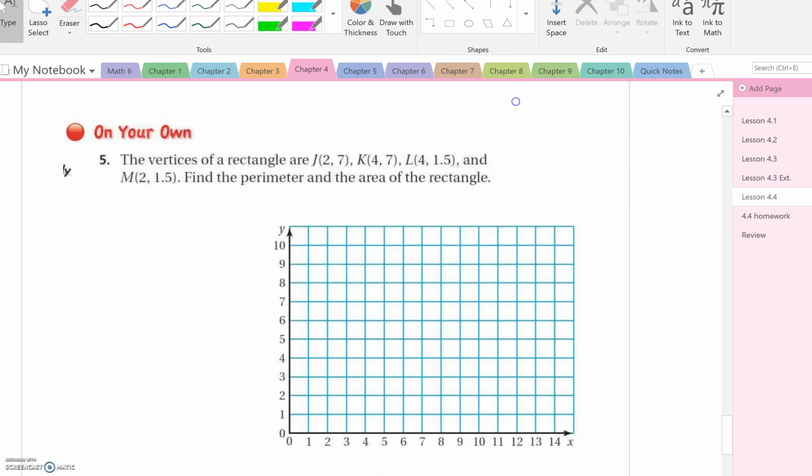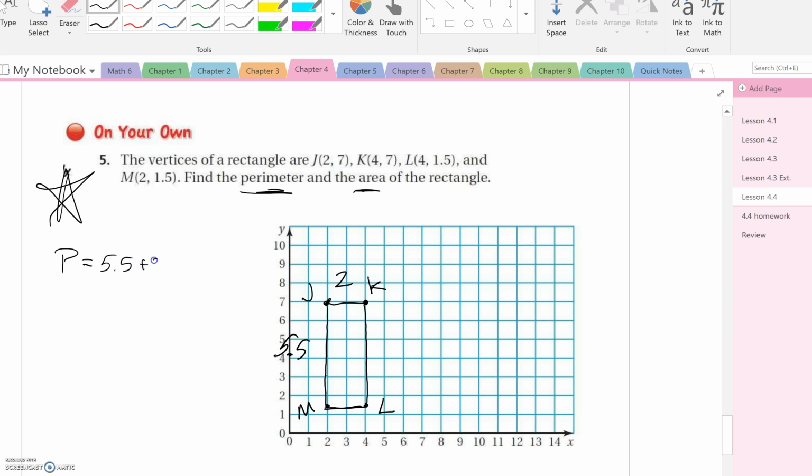Okay, so here's another on your own. Try it on your own first. All right, so here's your on your own. It asks for perimeter and area. You have a question like this on your test. Okay, so perimeter here. I'm going to add up all my sides. So I have 5.5 plus 2 plus 5.5 plus another 2. So you want to get your perimeter of 15 units.